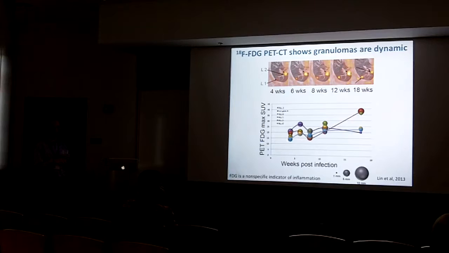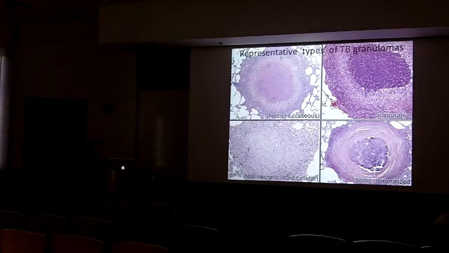And you can see with this graph here, just looking at 5 different granulomas, they kind of go all over the place. So one granuloma starts off here and ends up here. 2 actually start off here and end up here. And then there's one that starts off here and ends up lower. So what accounts for that is a great interest in the world of tuberculosis.